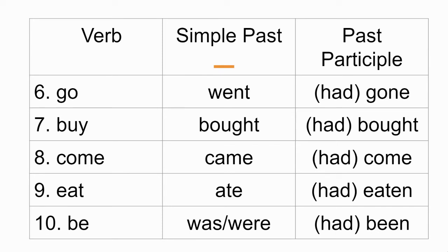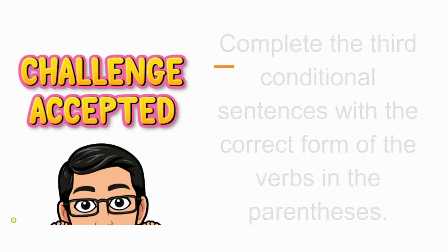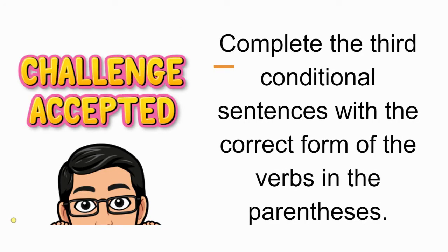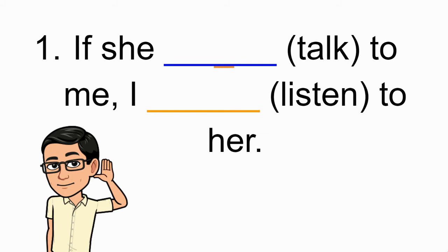I believe that you are ready for the second part of our challenge accepted. Your task is to complete the third conditional sentences with the correct form of the verbs in the parentheses. Number 1. If she blank talk to me, I blank listen to her.